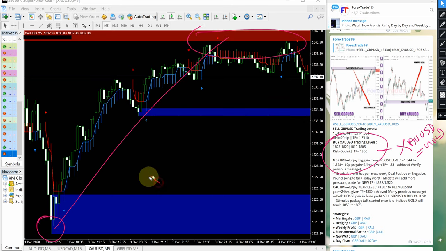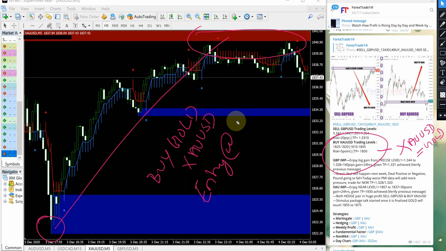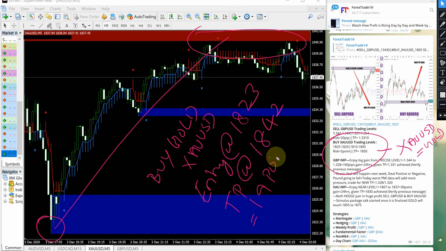So buy gold XAUUSD, entry at 1823 and TP at 1842, which is 19 points gain. 19 points gain on the gold signal.